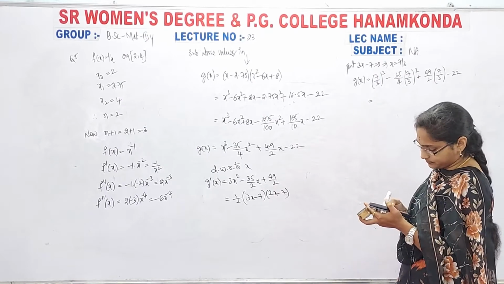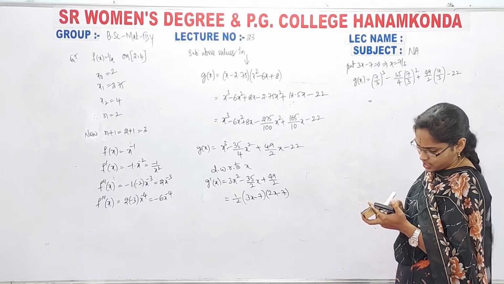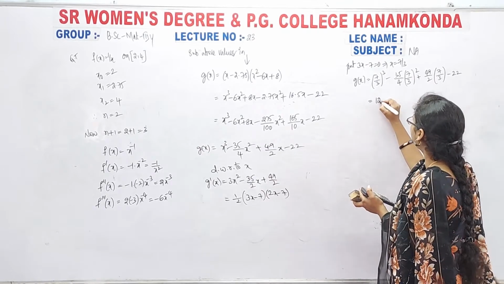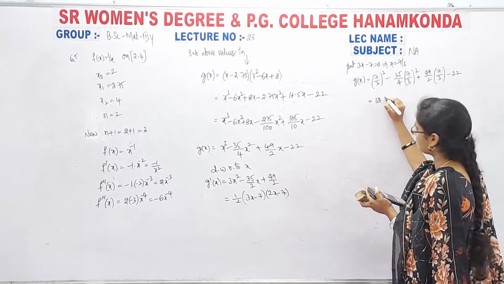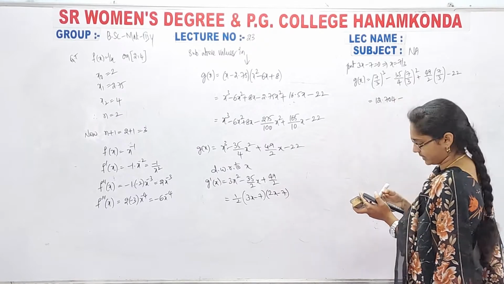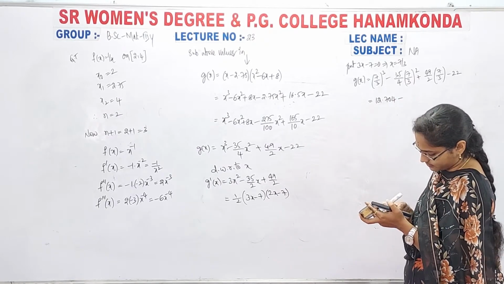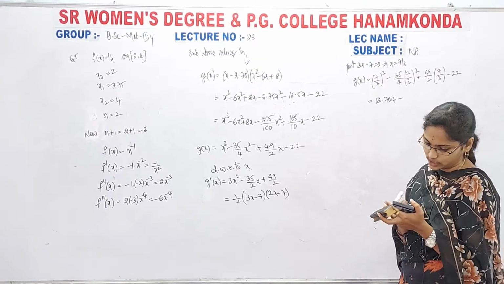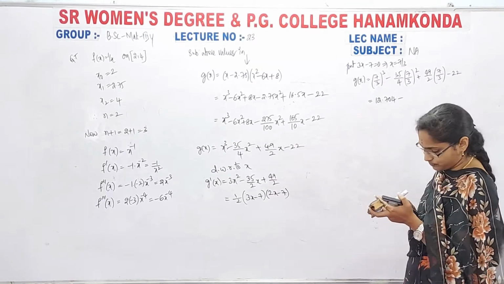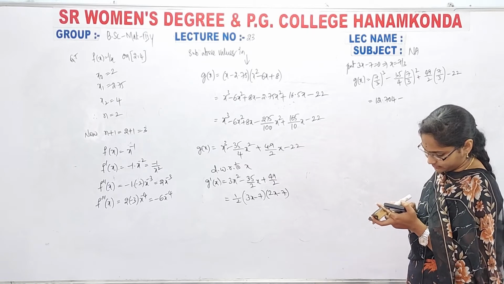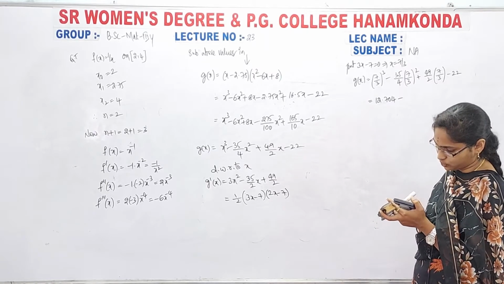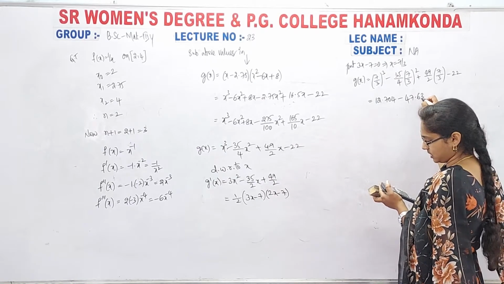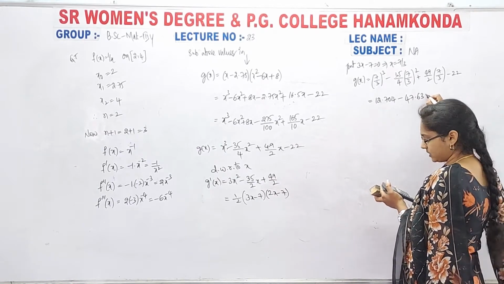So 7 divided by 3 and whole cube is 12.7037. Then minus (7 divided by 3) whole square into open bracket 35 divided by 4 close bracket, then it is 47.6388 we have.